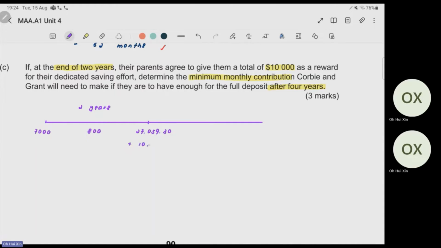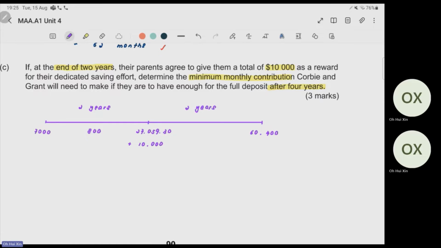So your amount in your account will plus 10,000 over here. Then after that, the question said that they want to reach an amount of 60,400 after 4 years, which means the 4 years is supposed to include the 2 years over here. So that's why you need another 2 years to be able to reach the value.